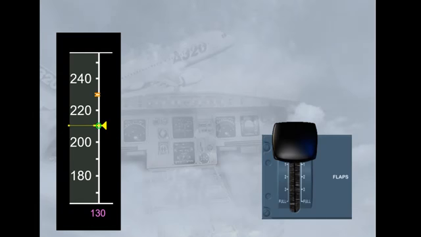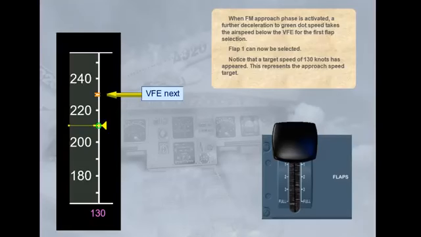When FM approach phase is activated, a further deceleration to green dot speed takes the airspeed below the VFE for the first flap selection. Flap 1 can now be selected. Notice that a target speed of 130 knots has appeared. This represents the approach speed target. Click on the flap lever.